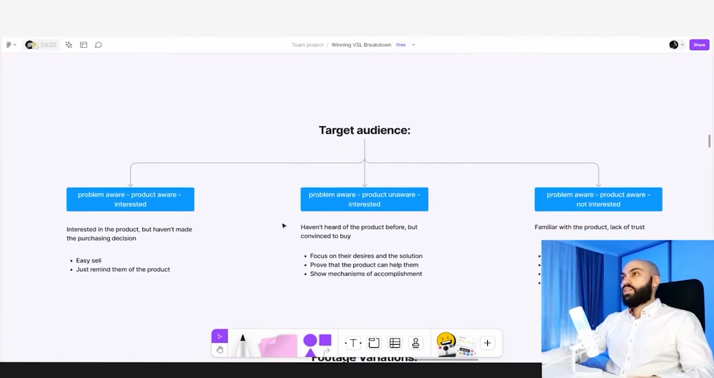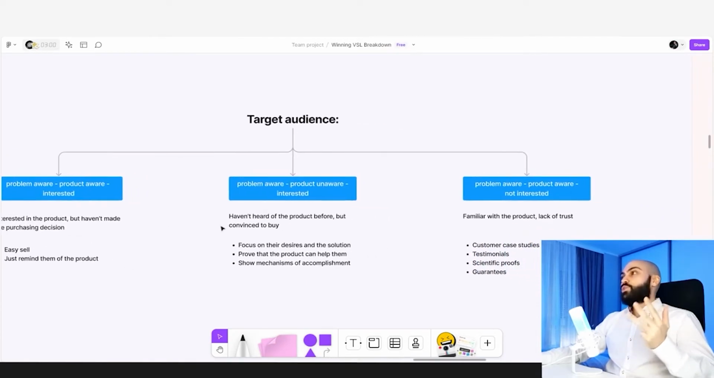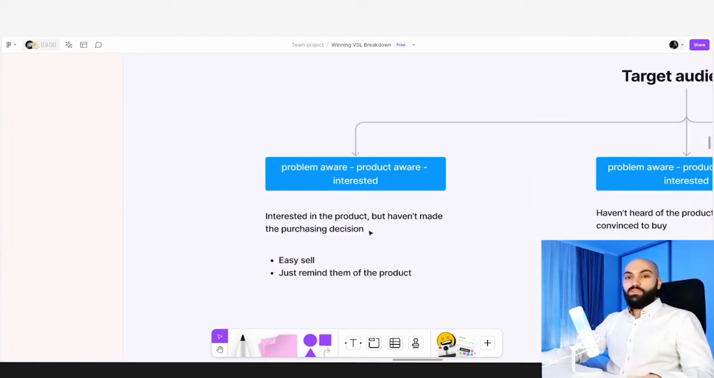Our target audience will be in 3 categories. First of all is problem aware, product aware, interested. Second is problem aware, product unaware, interested. And the third one is problem aware, product aware, and not interested. We can easily sell to the first group. We just need to remind them of the product.